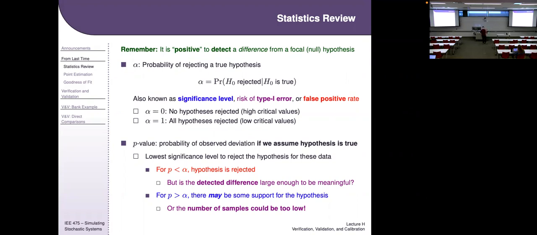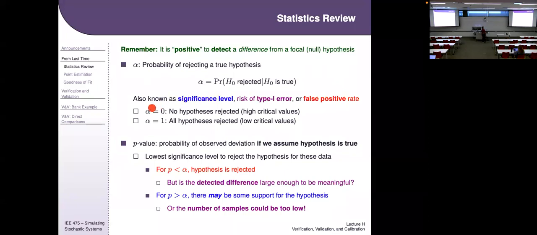It's a little bit weird that a rejection of a null is a positive. We want to reject a null. We want to detect a deviation from the norm, and that's why it's a positive. So this alpha is the probability of rejecting a true hypothesis. So if the null is true, what's the probability that we'll reject it? So we can think of it as a false positive rate, or an FPR. We also call it a type 1 error rate or a significance level.